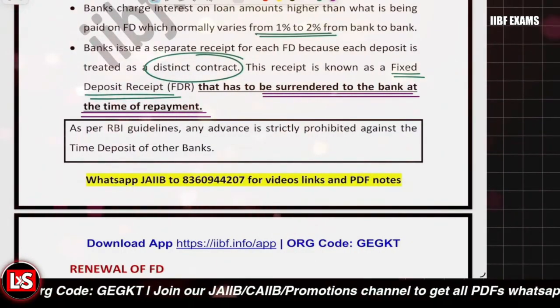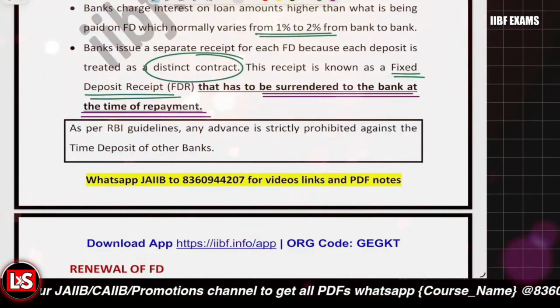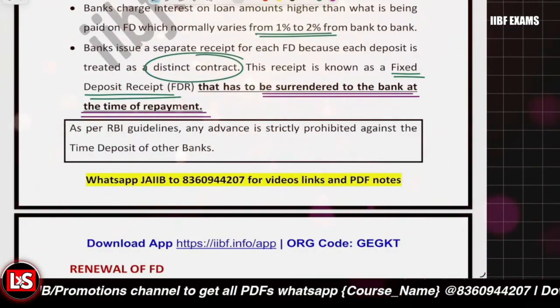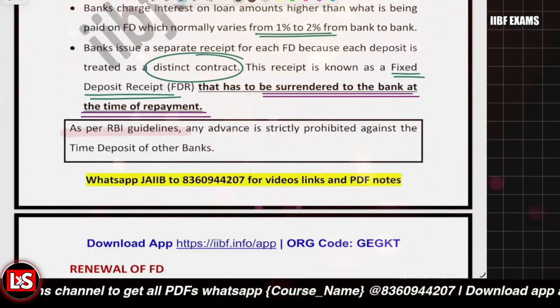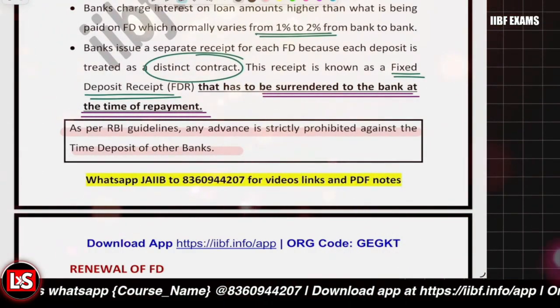And there is a restriction from the Reserve Bank of India, as I told you, that no loan is basically allowed against the FDR of the other banks. This is very much important. You cannot be sanctioning a loan against the FDR of the other banks.